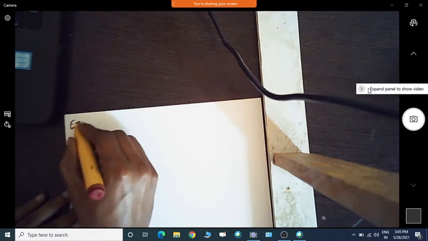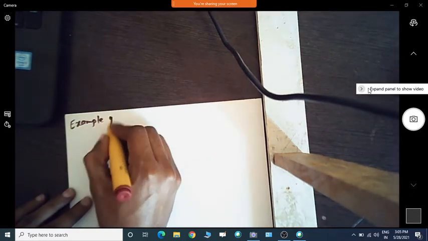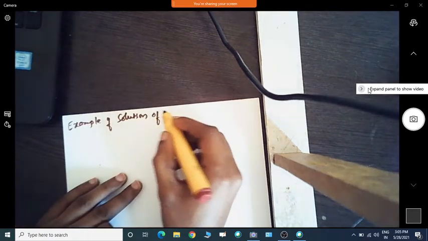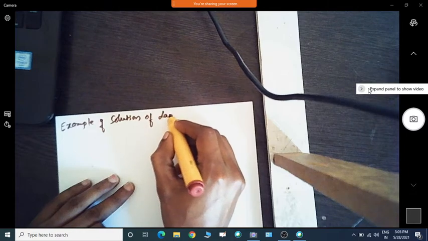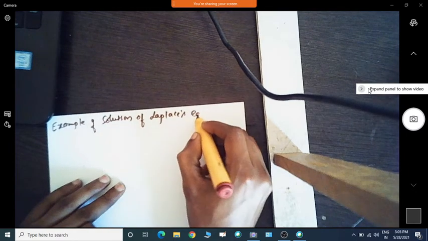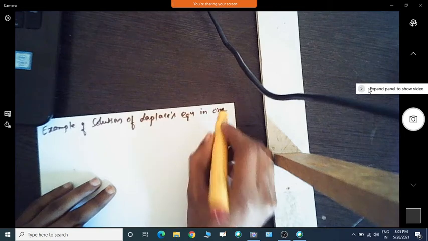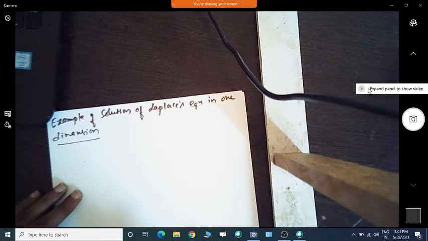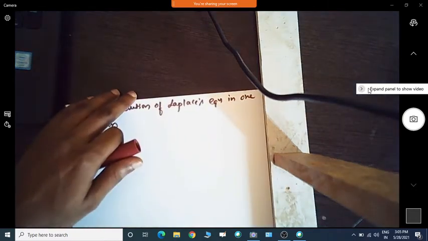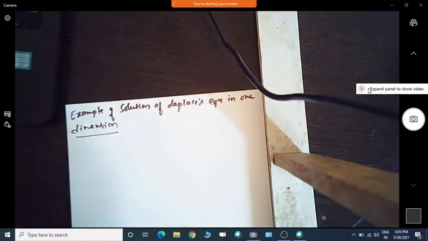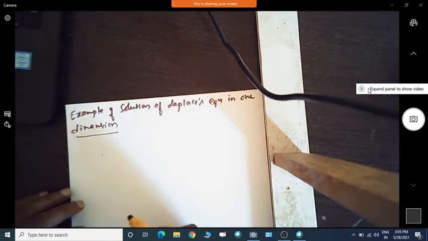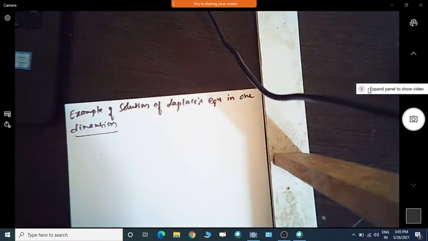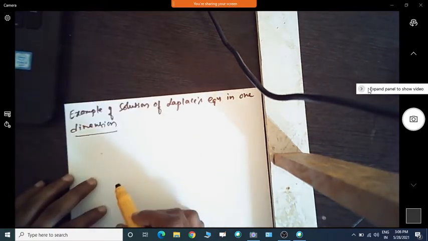So different examples of solutions of Laplace's equation in one dimension. Okay, Laplace's equation in one dimension. Only one dimension we will see, because two dimensions and three dimensions are slightly more involved and need more time to evaluate. So in our discussion we will see only one dimension.